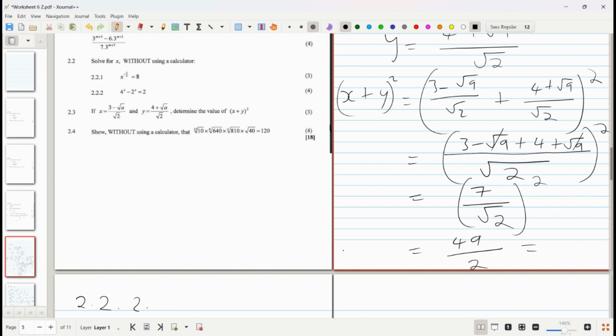So what do we have? We can write this in a mixed fraction, or we can find the decimal number of this, right? So this, it will be 24 and 1 over 2, right? Okay.